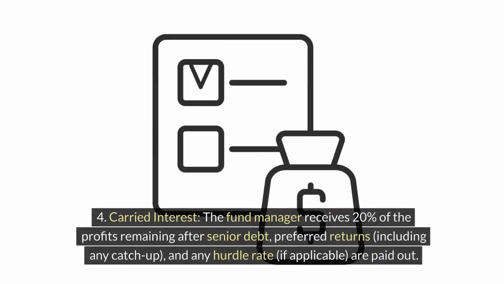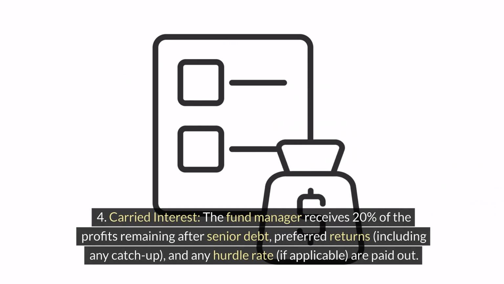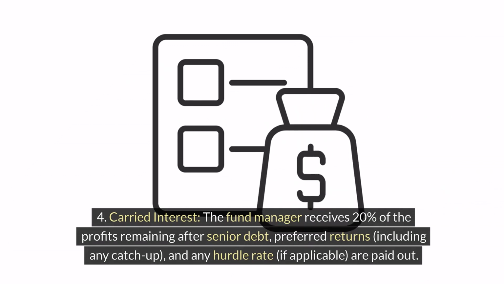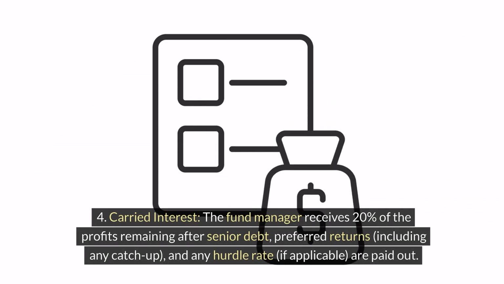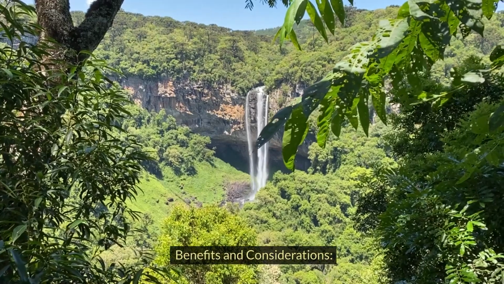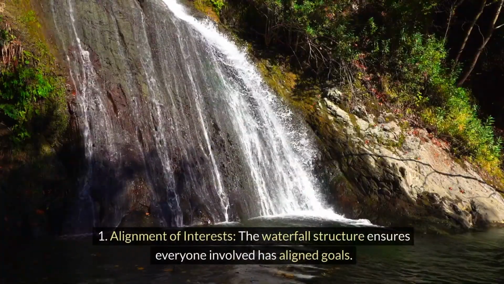4. Carried interest. The fund manager receives 20% of the profits remaining after senior debt, preferred returns, including any catch-up, and any hurdle rate, if applicable, are paid out. Benefits and considerations. 1. Alignment of interests.